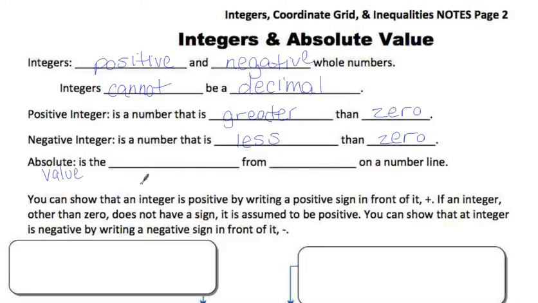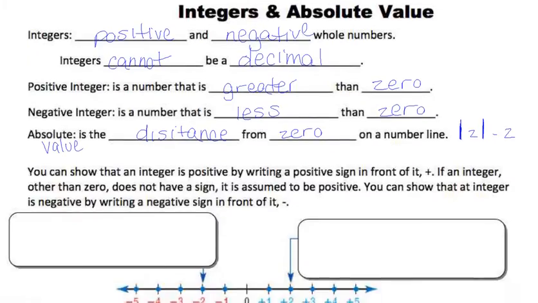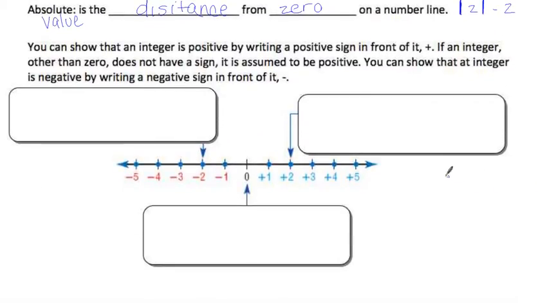Another thing that goes along with integers is what's called absolute value. The absolute value is the distance from 0 on a number line, and make sure you add in that value piece. An absolute value looks like this: it has 2 bars and a number inside. So the absolute value of 2, the distance of 2 from 0 on the number line, is 2 because it's 2 spaces away. You can show that an integer is positive by writing a plus sign in front of it. If an integer other than 0 does not have a sign, it is assumed to be positive.